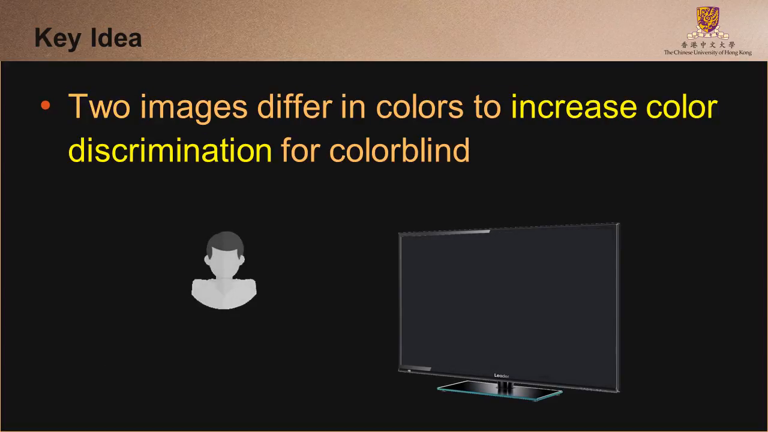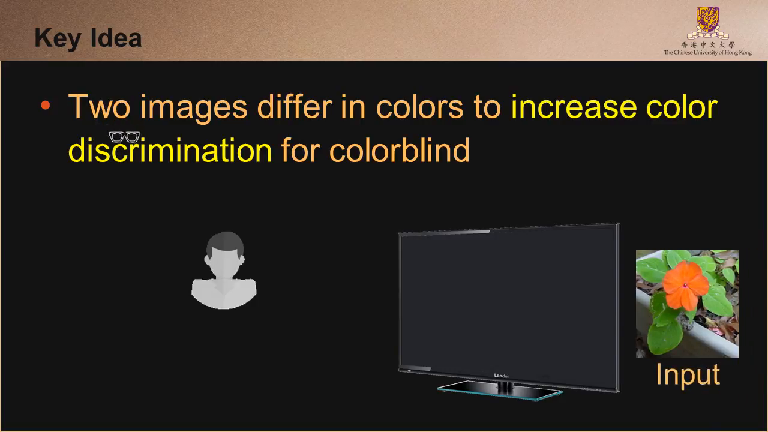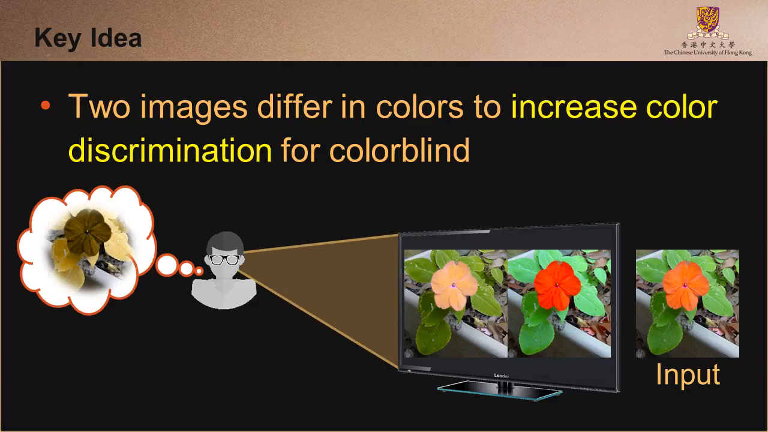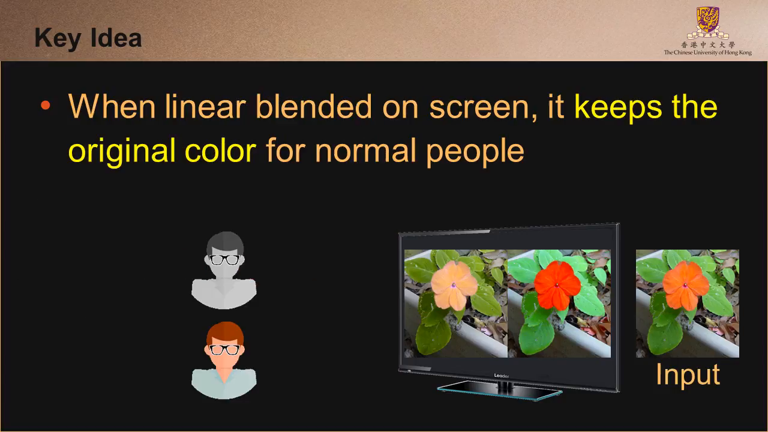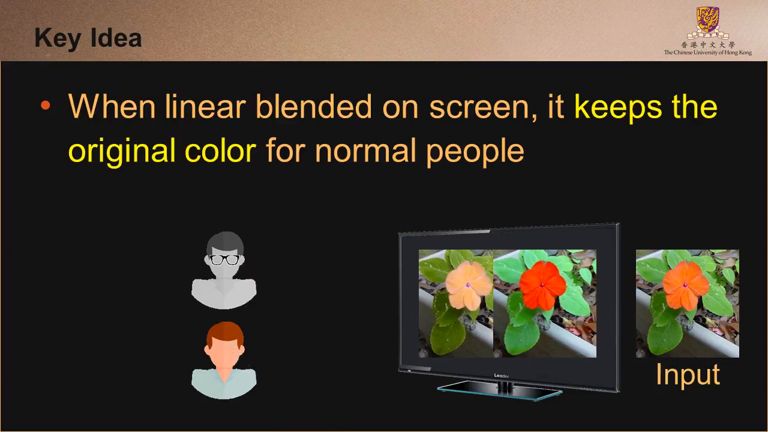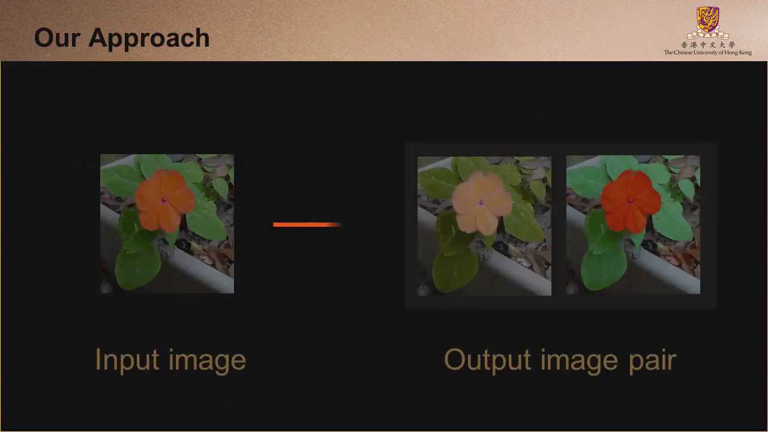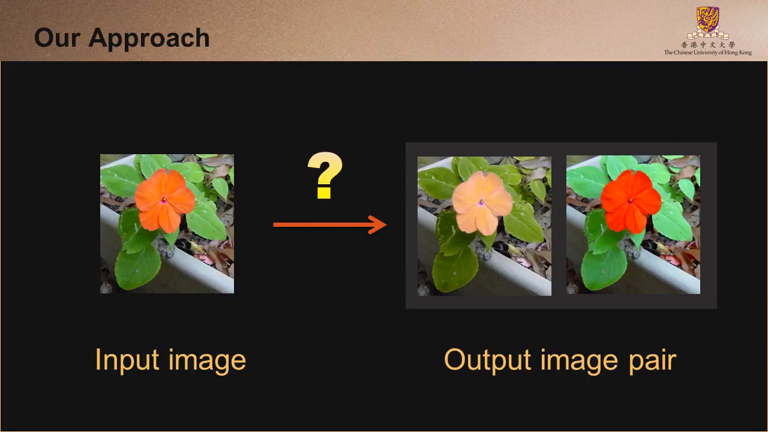The key idea is as follows. For colorblind people who will wear 3D glasses, we generate two different views in colors to increase color discrimination, such that they can distinguish the colors they cannot before. For normal people who will not wear 3D glasses, the two images will linear blend on the screen and it keeps the original colors. So, the problem becomes how to generate such image pairing.